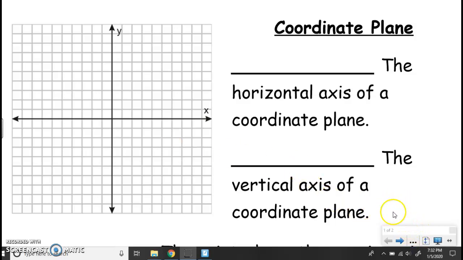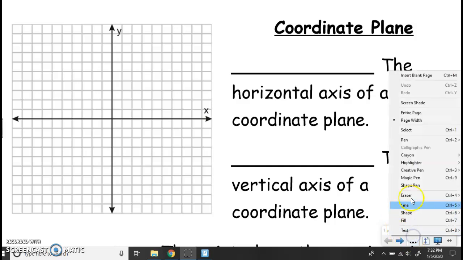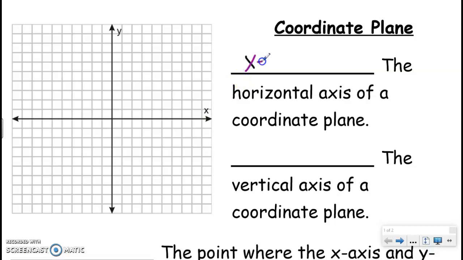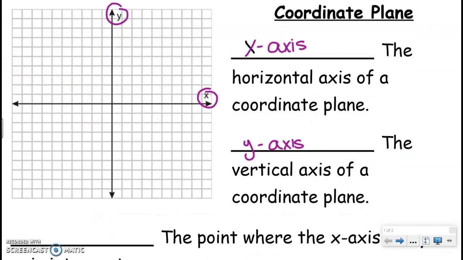The horizontal axis of a coordinate plane is called the x-axis. And you will see that it is labeled right here. Okay, so horizontal, think of the horizon, sunset, okay, flat land. The vertical axis of the coordinate plane is the y-axis. Okay, so again, that's labeled here for you. So your vertical axis goes up and down.